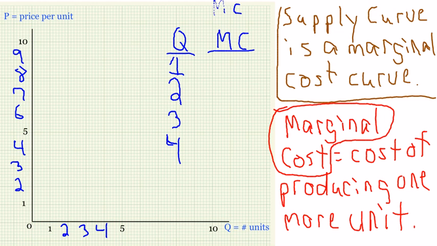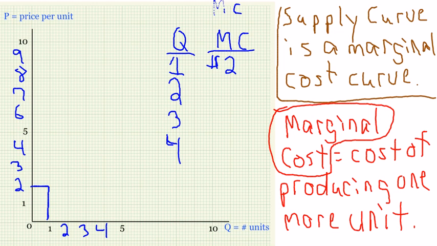So let me give a hypothetical example. Suppose we currently produce 0 units, but now we are thinking of producing the first unit. It's going from 0 units to 1 unit. And let's just suppose that the cost of producing that 1 unit is $2. I'm going to come over here to my graph and draw a little bar chart at 2.